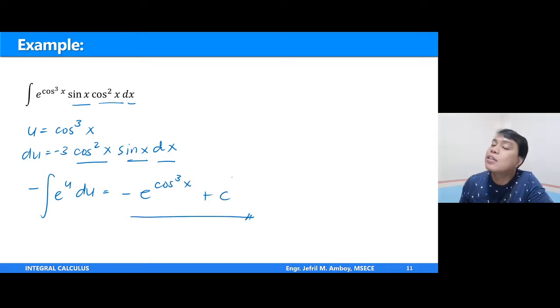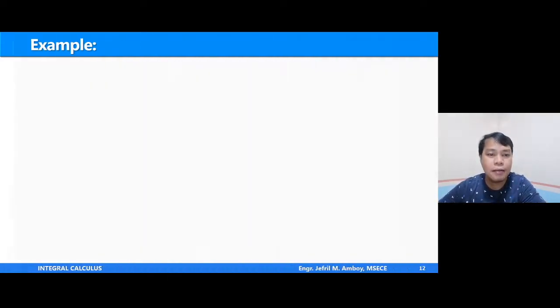Okay? So, yan. Ganun lang kadali. No? So, minsan, pwede gulat lang. Yun pala, nakukuha ng simpleng substitution method. Okay? Sige. Solve pa tayo.